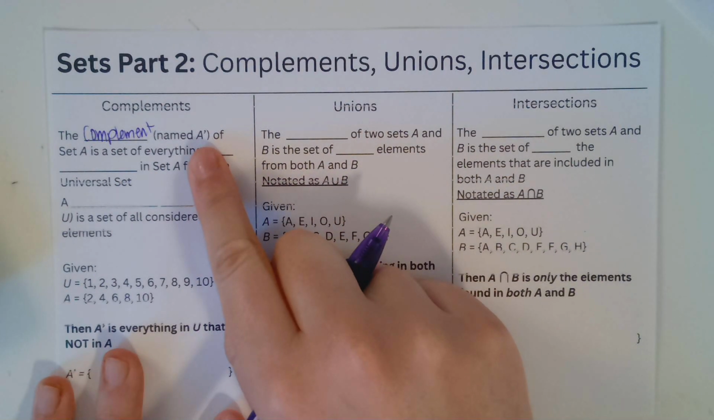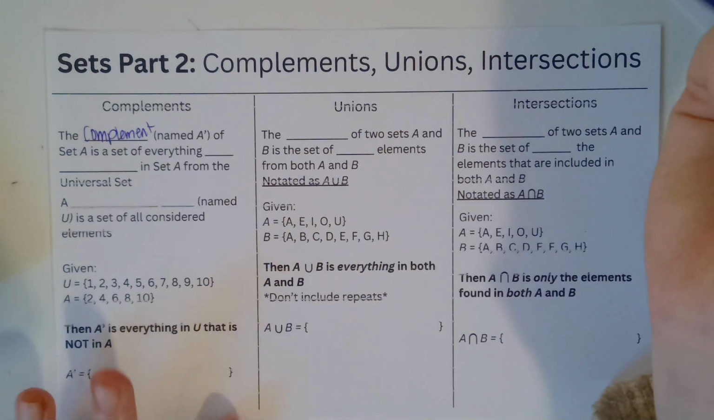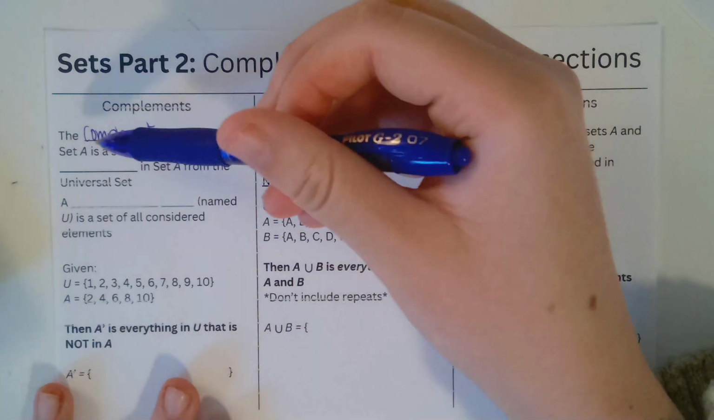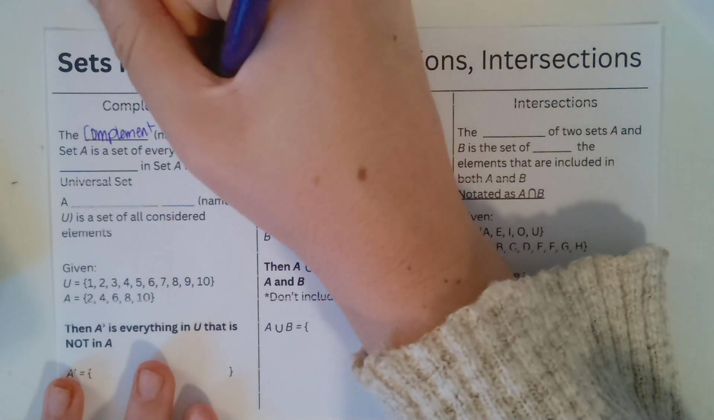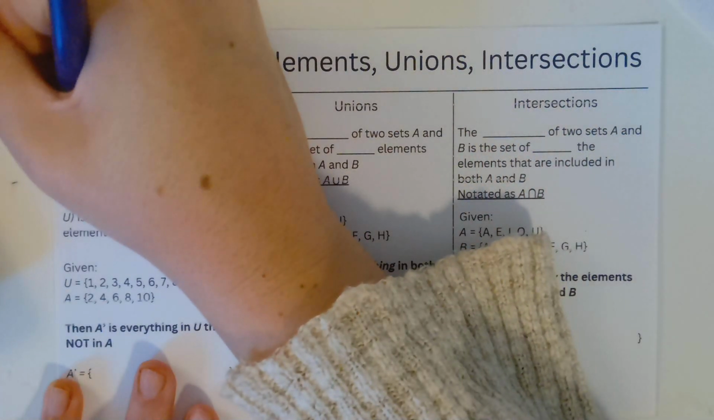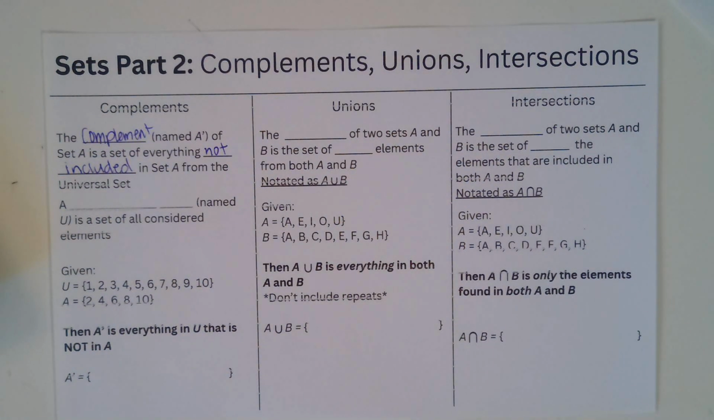And then the way that we notate a complement is with a capital letter A and then with a little apostrophe next to it. So the complement of a set A is the set of everything not included in set A from the universal set.